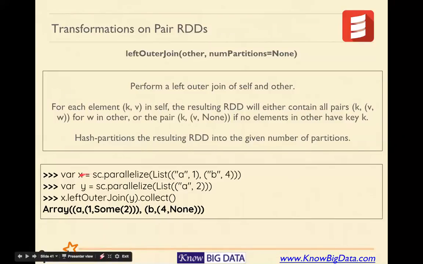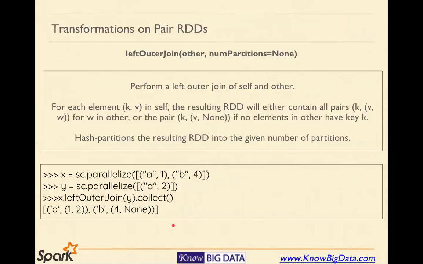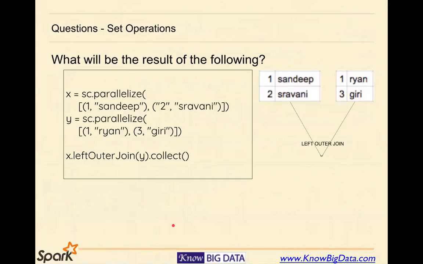For example, here you have X, which has A and B, right? We have Y, which is A and 2. When we say X left outer join Y, A is found, correct? A is found, but B is not found. Therefore, for A, both values from both sides, 1 and 2, are combined, while the value of B is not found on the right hand side. Therefore, it's combined with none. All right. So that's how it works.